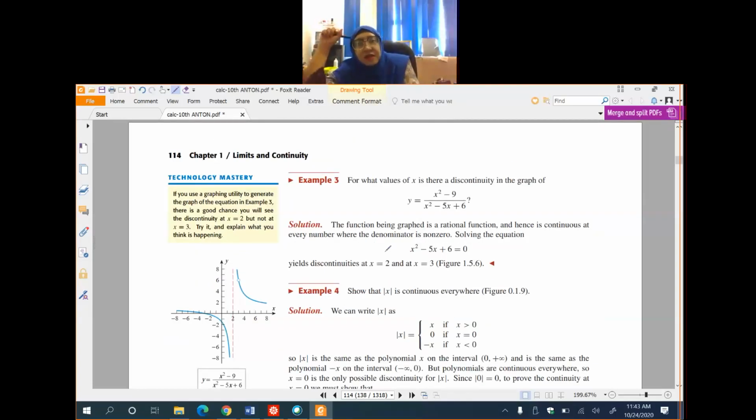Example 3. For what value of x is there a discontinuity in the graph of the rational function with numerator x squared minus 9 and denominator x squared minus 5x plus 6? For rational functions, you have to be careful with the denominator. The denominator is the lower part, and this is the numerator.